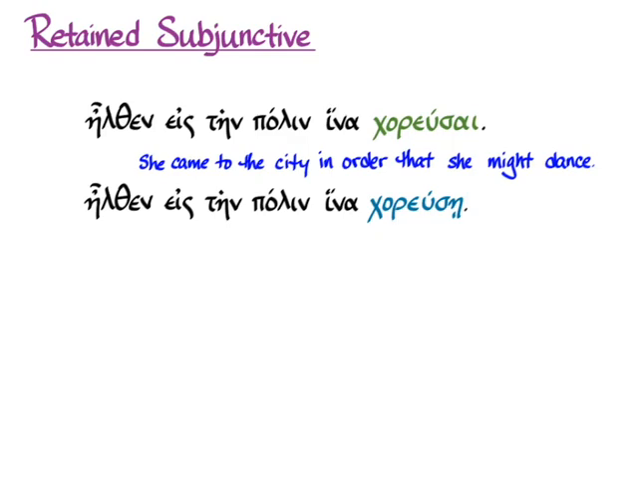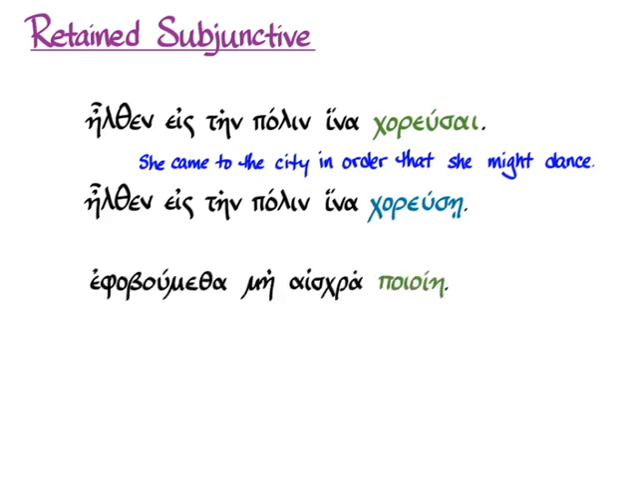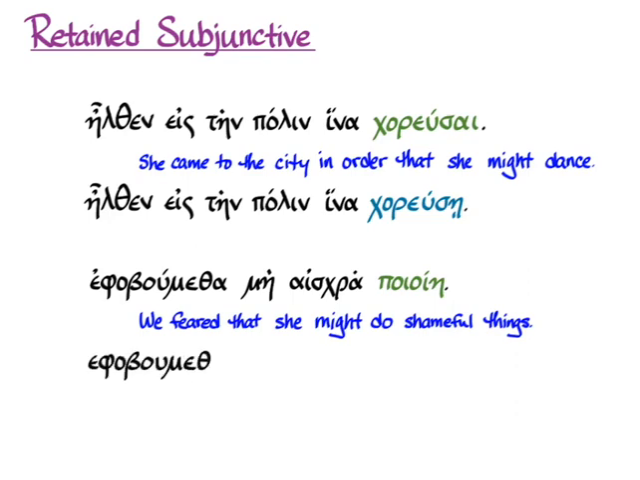So let's give you a fear clause example. Ephoboumetha mē aischra poiēi. There we have secondary sequence. We feared that she might do shameful things. Ephoboumetha is imperfect, but you can do that with a retained subjunctive. Ephoboumetha mē aischra poiēi. And it means the same thing, just a little bit more vivid.